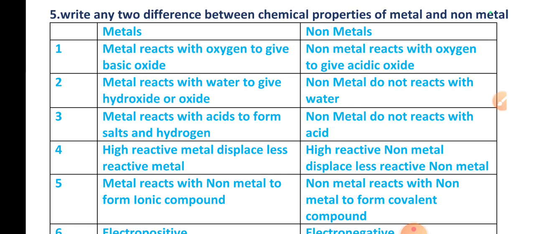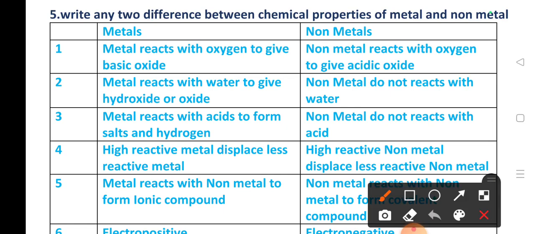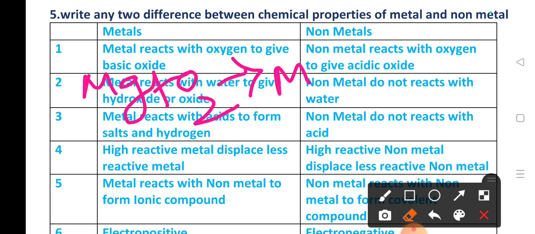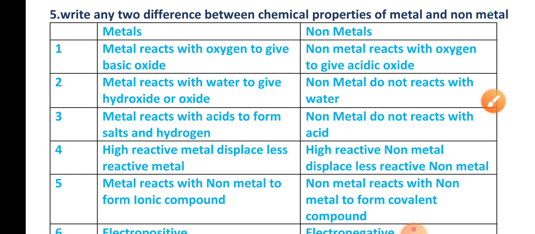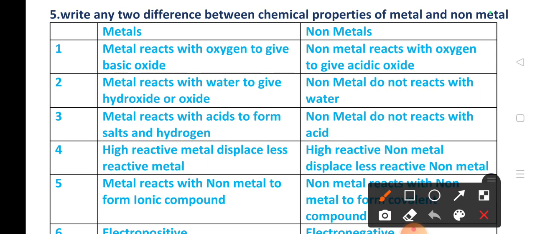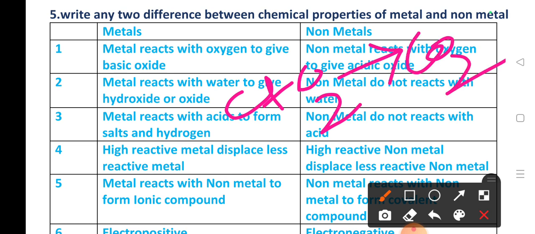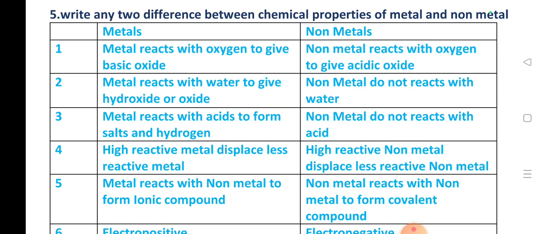Metals react with oxygen to give a basic oxide. For example, magnesium reacts with oxygen and gives magnesium oxide, which is a basic oxide. Non-metals react with oxygen to give acidic oxides. For example, carbon reacts with oxygen and gives carbon dioxide, which is an acidic oxide. This is a chemical property.